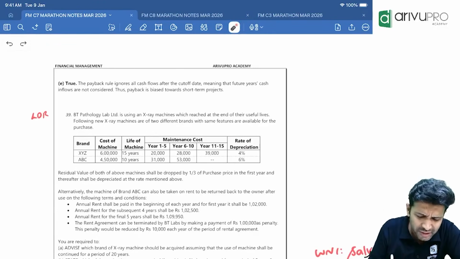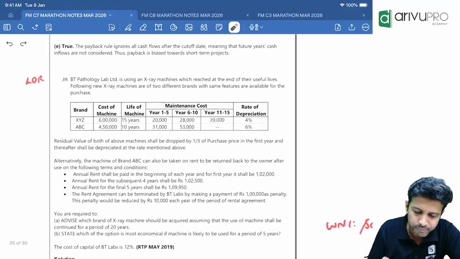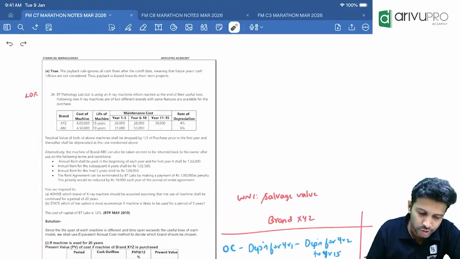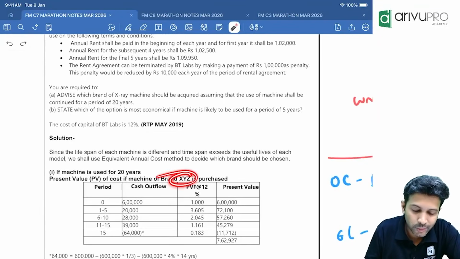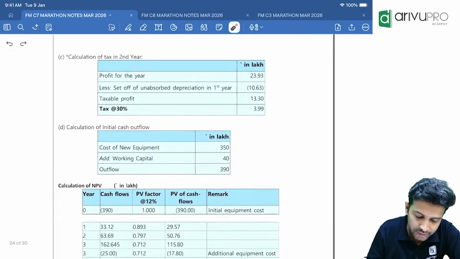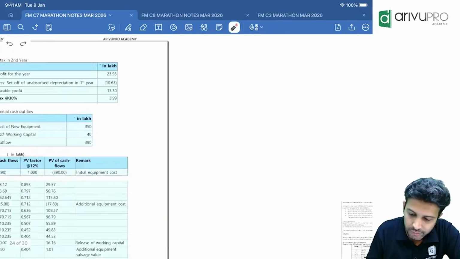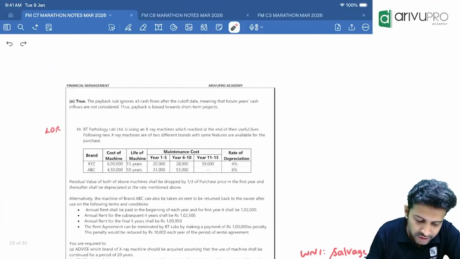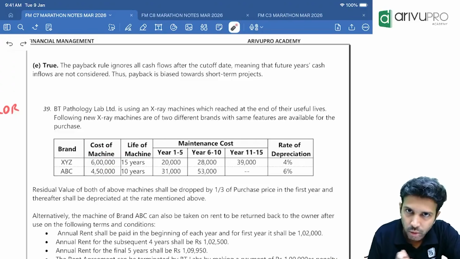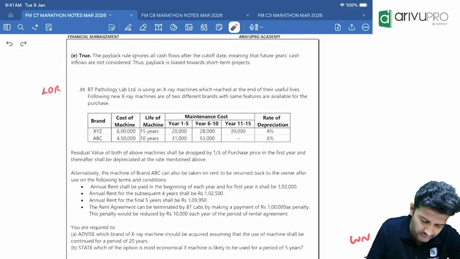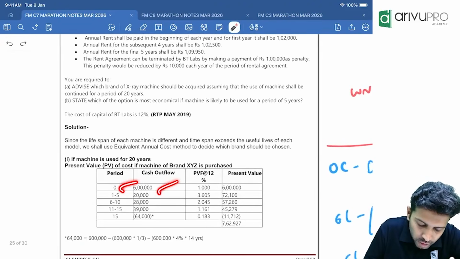Here, check. Everything they have only given. We just need to solve. Here, let's review this question. First, let's do it for machinery. Machinery, what is that? XYZ. Let's get the basic data right. For machinery XYZ, what is year 0 ka outflow? 6 lakh. You're buying it initially, no? So year 0 ka outflow is 6 lakh. Yeah, year 0 outflow 6 lakh.